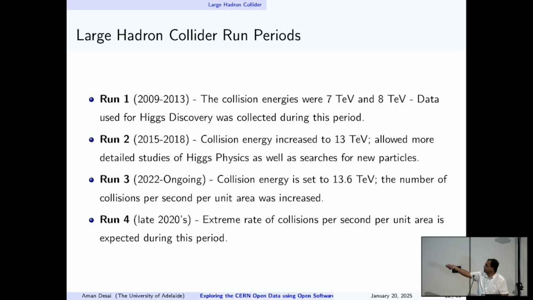At the moment, the collider is running, and the collision energy is 13.6 TeV, which is the highest ever. In this particular run, the number of collisions was increased, and we'll see how many. And then run 4 is going to be extremely high. It will be in the late 2020s, and it is going to have an extremely high rate of collisions per unit area per second.